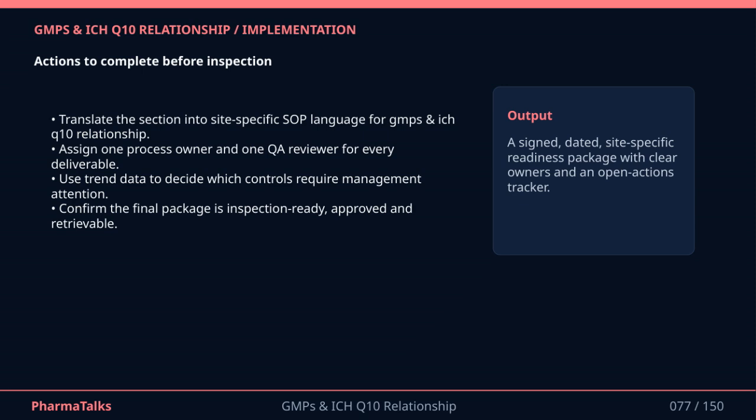Using trend data to identify which controls require management's attention allows for proactive management and continuous improvement. Finally, confirm that the entire package is inspection-ready, meaning it is fully approved, signed, dated, and easily retrievable. The output of these efforts is a clear, site-specific readiness package with identified owners and an open actions tracker, ensuring transparency and preparedness for inspection.